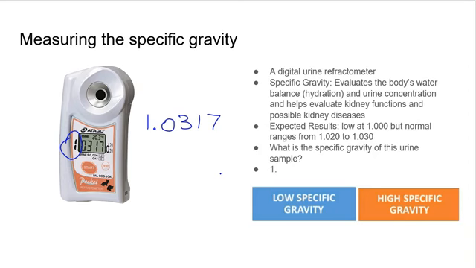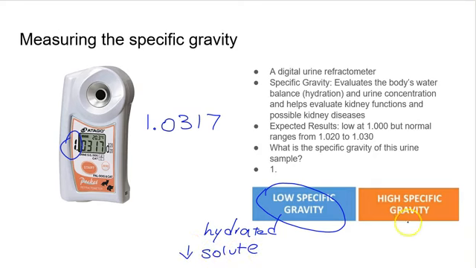to 1.030. One more time, the low specific gravity can show the person is hydrated well if they are normal, or it can show that there is low solute in their urine. The high specific gravity shows that the urine is concentrated, so they are dehydrated, so dehydration. And also it's showing that there is a high amount of solute in their urine.